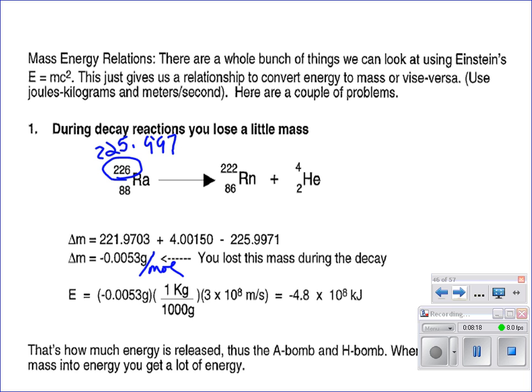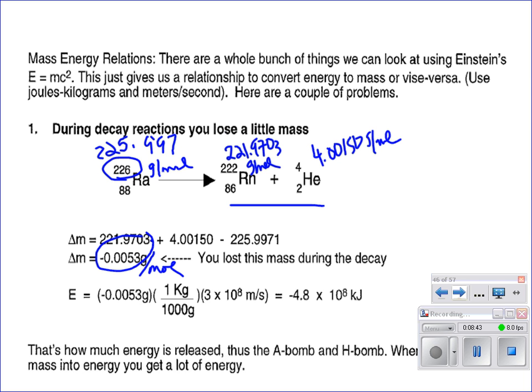This was actually 225.9971 grams per mole on this side. And this one was 221.9703 grams per mole on this side plus this 150. And when you do the math, you see that this is missing some mass, and that mass that it's missing is 0.0053 grams per mole. So the question is, what happened to that mass? It's coming off in the form of energy.